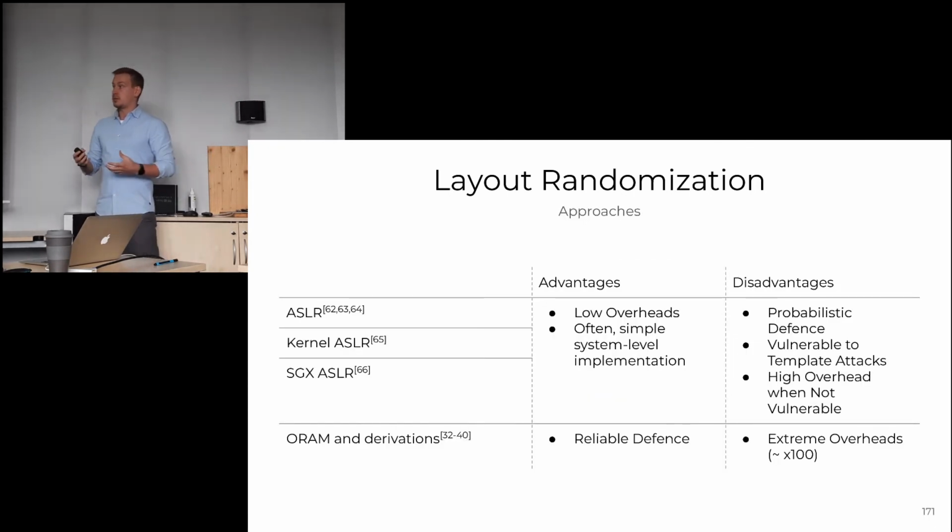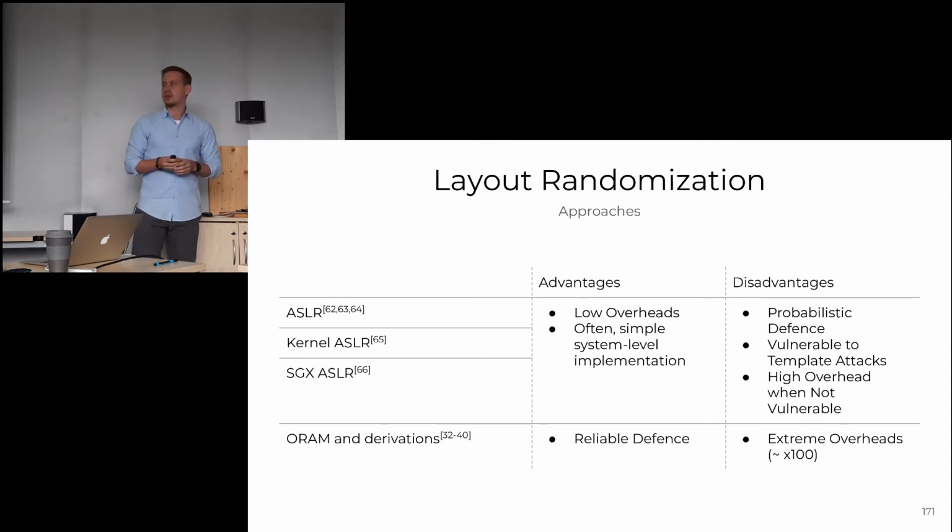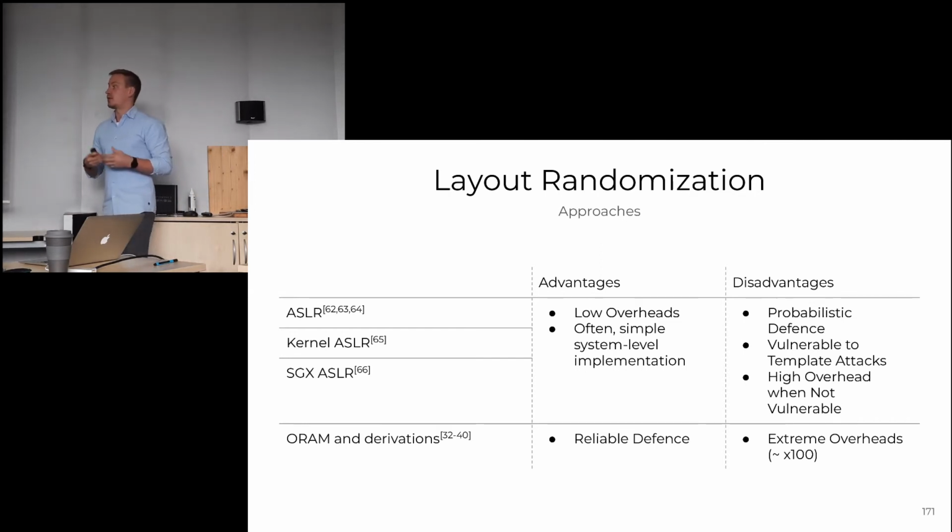And probably the only completely reliable way to do it is to use oblivious RAM and variants of it. It's a mathematical model. I won't be going into details of how it's implemented, but it has a mathematical proof of not leaking, of randomizing the location of data in such a way that it doesn't leak any secrets at all. But the overheads of it are extreme. It's oftentimes 100 times slower and even more.